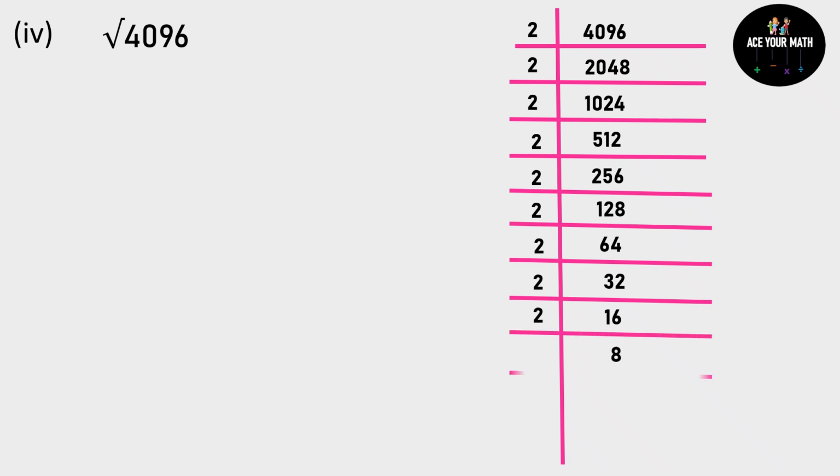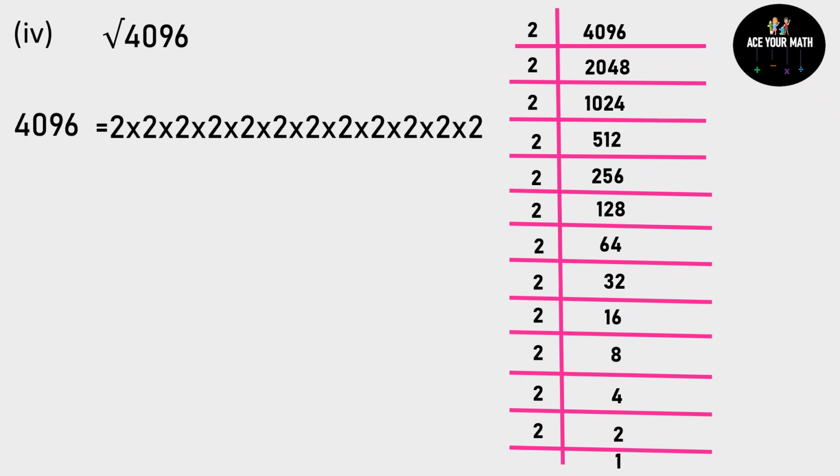8 on dividing by 2, you get 4. 4 is divisible by 2 and you get 2. 2 is again divisible by 2 and you get 1. Okay, now you got 1 at the end. It means you can stop your division here. So 4096 can be written as product of all these prime factors. After writing this, start making pairs. You will make pairs of similar factors.